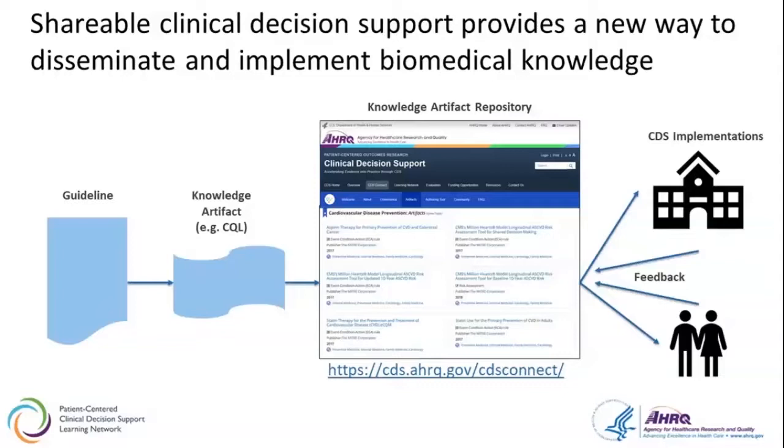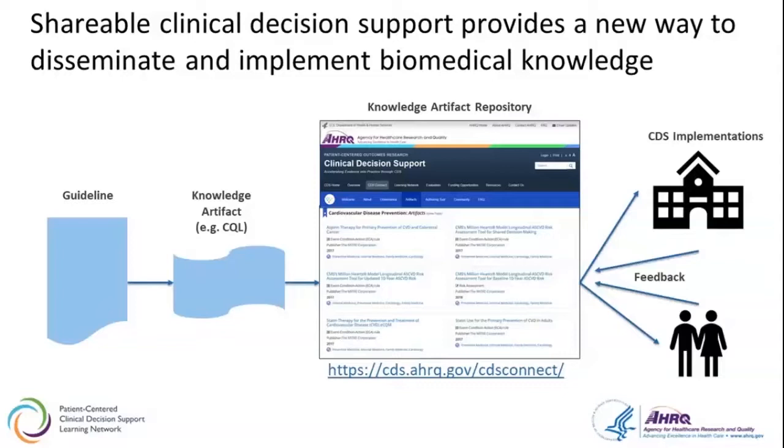If you're not familiar with CDS Connect, it provides a way for developers, providers, those who are interested in transforming and translating guidelines into these knowledge artifacts, storing them within this repository from which artifacts could be downloaded and implemented. So if we go to the far right of the slide, they can be implemented, say, within hospitals, or if we look to the future, maybe even directly downloaded to patient smartphones.